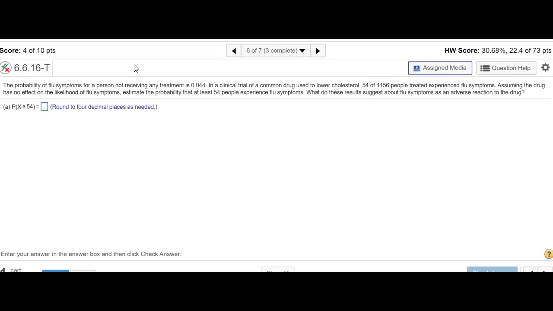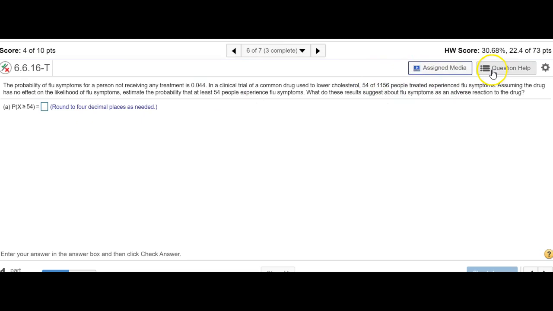The mean is going to be N times P. In this case, 0.044 times 1156. So we would expect about 50.864 people within this population to have flu-like symptoms. And the standard deviation is the square root of N times P times Q. So 1156 times 0.044 times 0.956, and then take the square root of that, and that's going to be 6.973233.